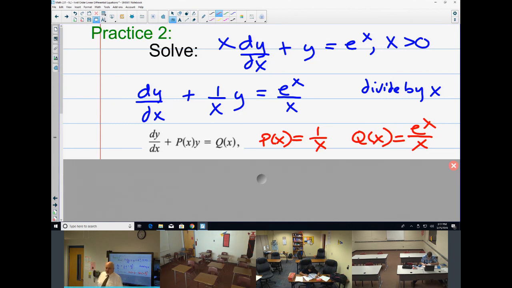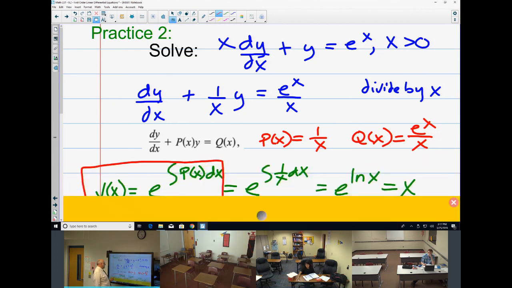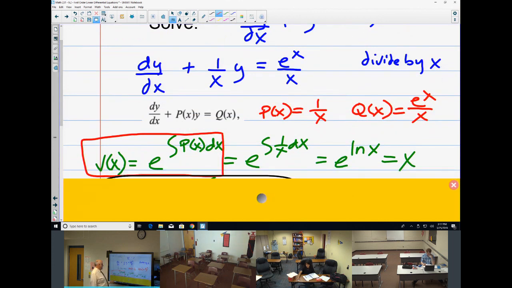All right, so Jada, when you have v of x, let me know. For v of x, I got e raised to the integral of 1 over x dx. And would it just simplify to x? So it just simplifies to what? X. To x. Okay? So v of x is e raised to the integral of 1 over x dx. So that's e to the natural log of x. So you just get x.